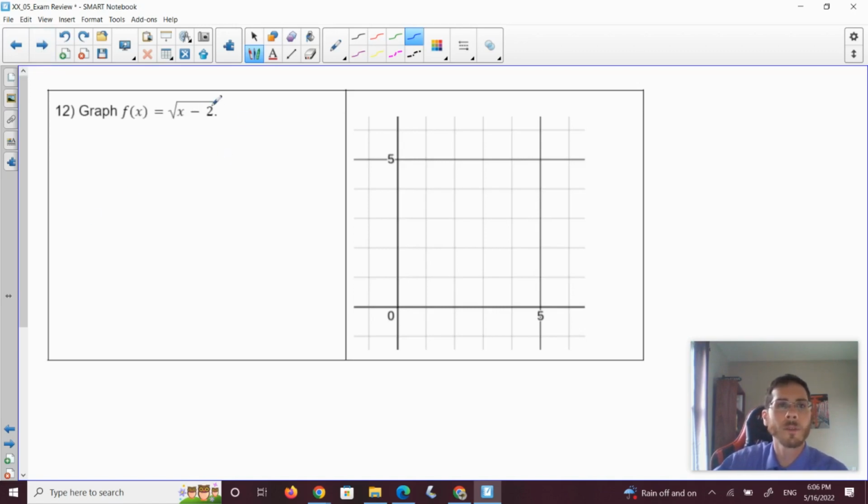For 12, graph f of x is the square root of x minus 2. So again, with our x minus 2 here, we see that our transform would be to the right 2. So from the center here, we're going to go 1, 2 to the right, and then we're just going to draw ourselves a nice square root. I know it's going to go there, and then 1, 2, 3, 4, 1, 2. So we can draw ourselves a nice little square root, and that's it. So we're all done. It's important to get this point correct, and then also the end behavior correct.